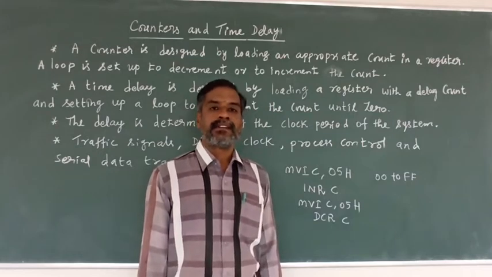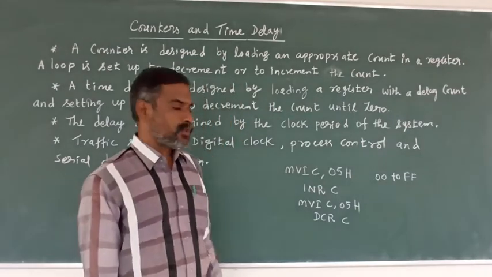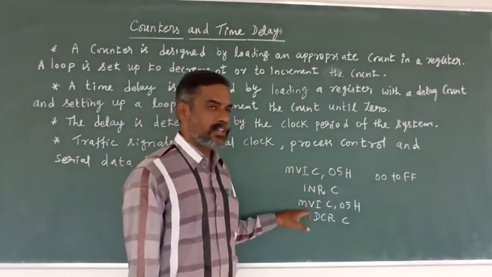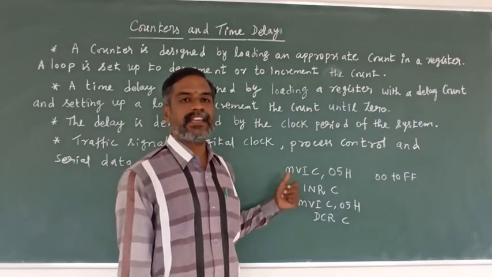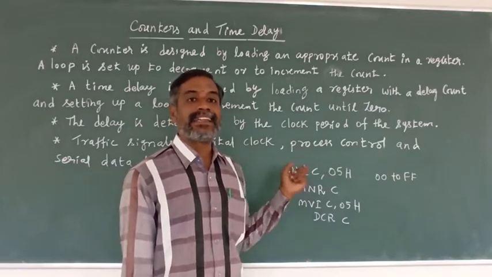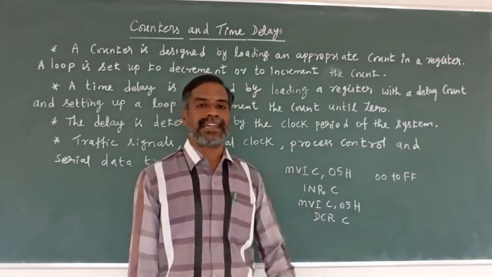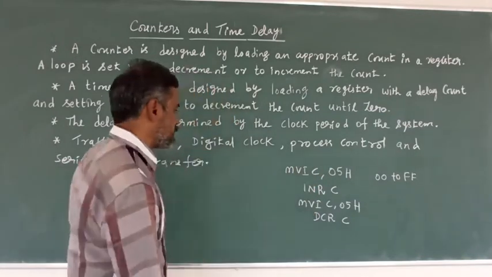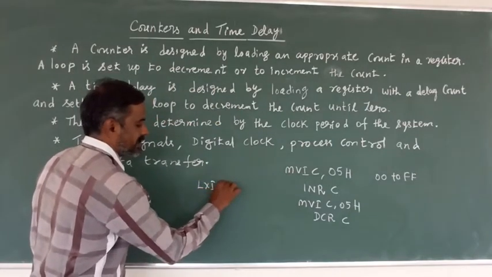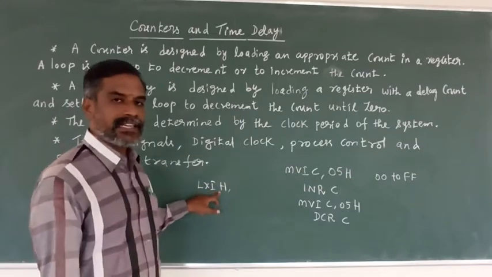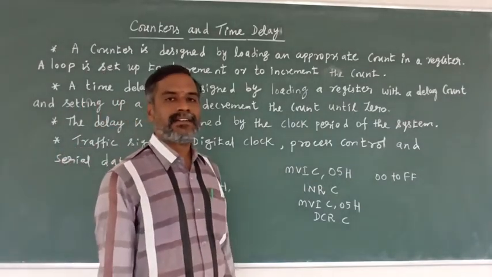In a counter there are two instructions we can use, either increment or decrement, to increment or decrement the register or register pair content. Register pair means we can use LXI H. We have to use the register pair registers.